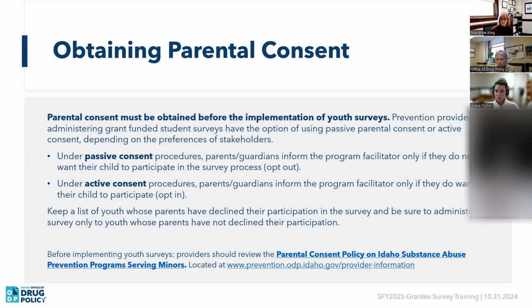Under passive consent procedures, parents and guardians inform the program facilitator only if they do not want their child to participate in the survey process, or opt out. Under active consent procedures, parents and guardians inform the program facilitator only if they do want their child to participate in the survey, or opt in. Providers are responsible for keeping a list of youth whose parents have declined their participation in the survey, and must administer the survey only to youth whose parents have not declined.